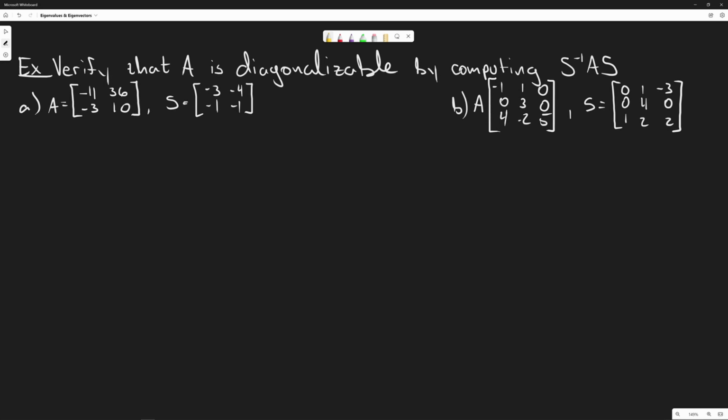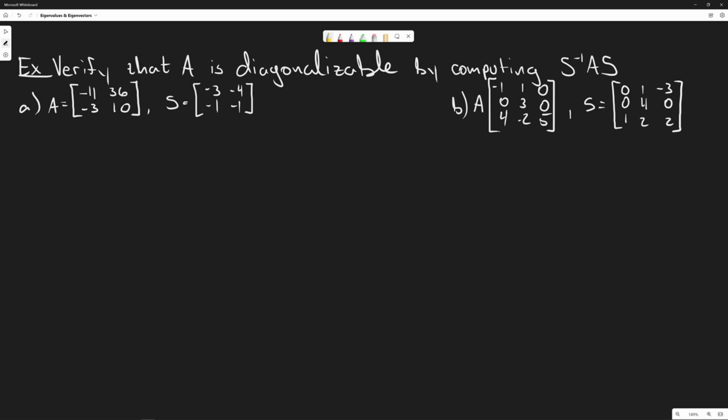We are going to do some examples with diagonalization. In this video, we are going to confirm that the given matrix is diagonalizable by computing the diagonal matrix. In this one, we already have our matrix S, so all we really have to do is multiply them all together and, of course, find the inverse of S. This is what this video is going to focus on. The next video will focus on actually finding S and all that stuff. But let's get right into this one.